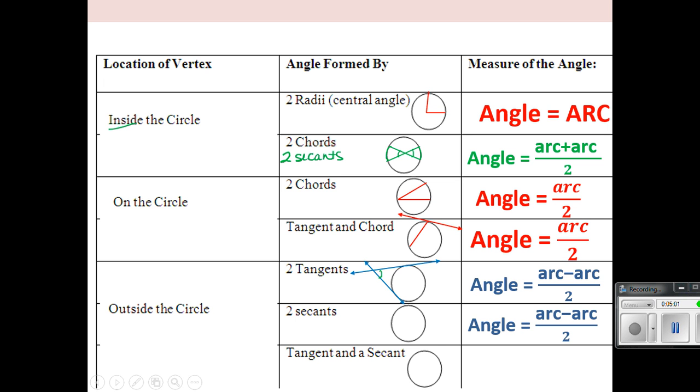Okay, again, if I have two secants, the larger arc, subtract the smaller arc, divided by 2, will give me that outside angle, which is right here. If I have a tangent and a secant, same thing. The large arc, subtract the smaller arc, divided by 2 will give me that angle. Okay, so this should complete your chart.